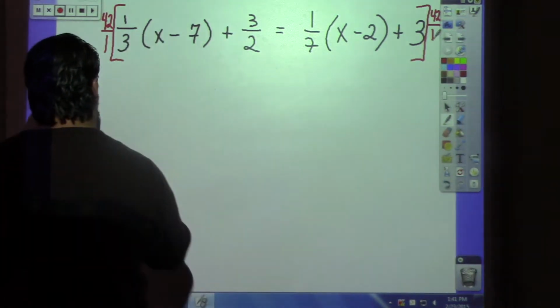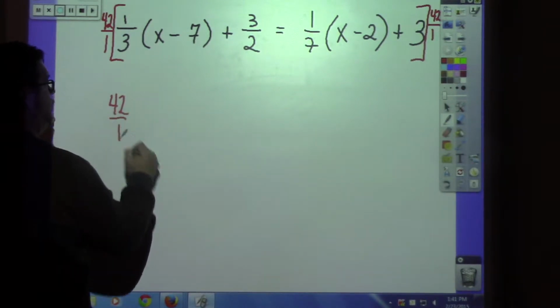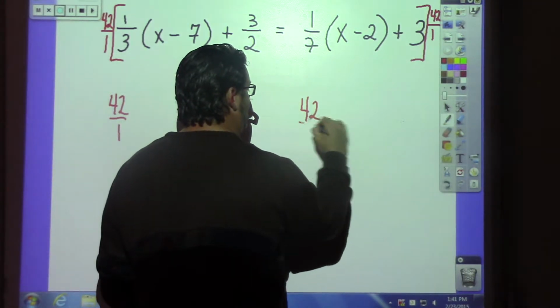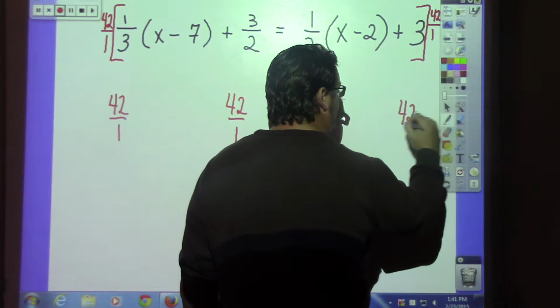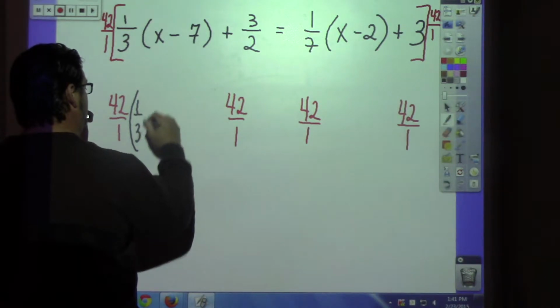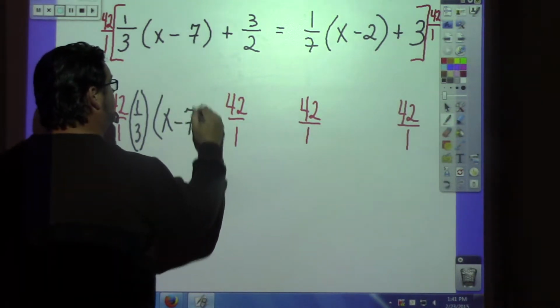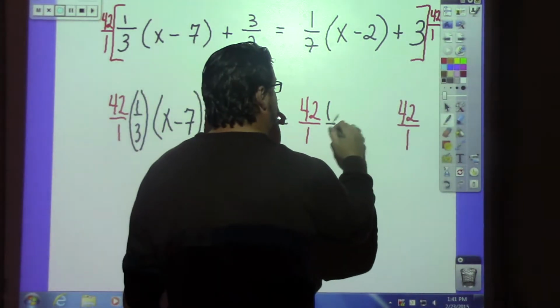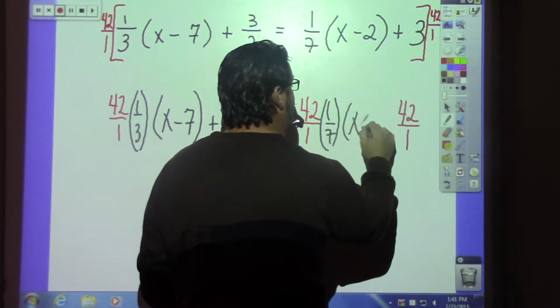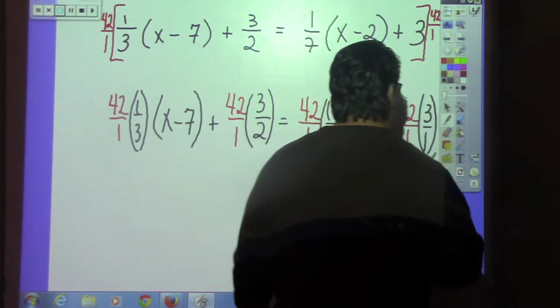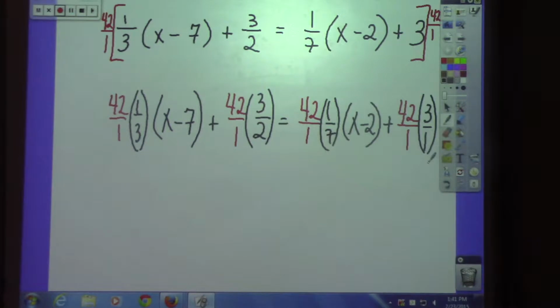Baby step. 42 over 1, 42 over 1, 42 over 1, 42 over 1. 1/3 times x minus 7, 3 halves, 1/7 times x minus 2 plus 3 over 1. All right, now you do the next couple of steps.